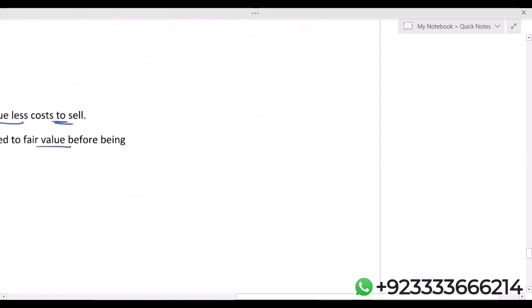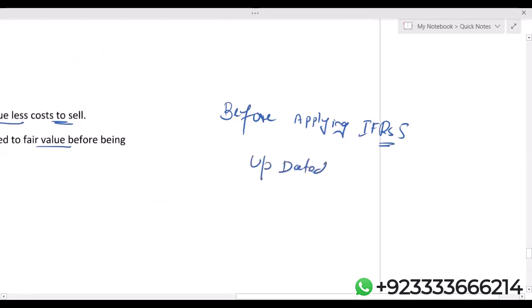Actually, before applying IFRS 5, you need to calculate the updated carrying amount of the asset. Updated carrying amount of the asset means if that asset needs depreciation before applying IFRS 5, you have to depreciate.